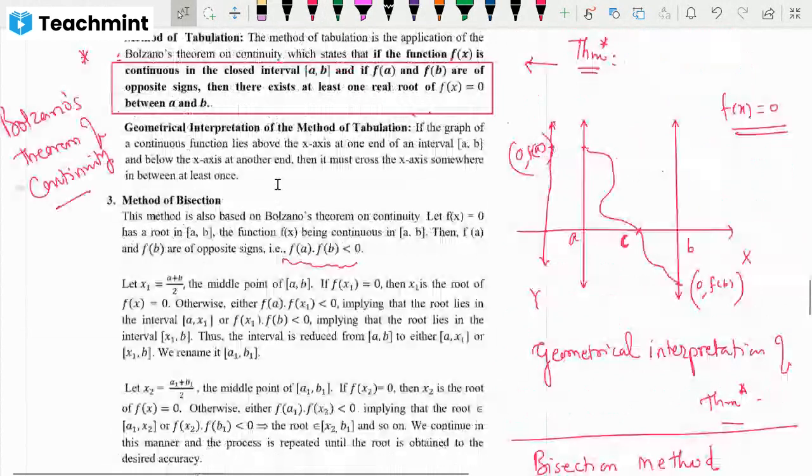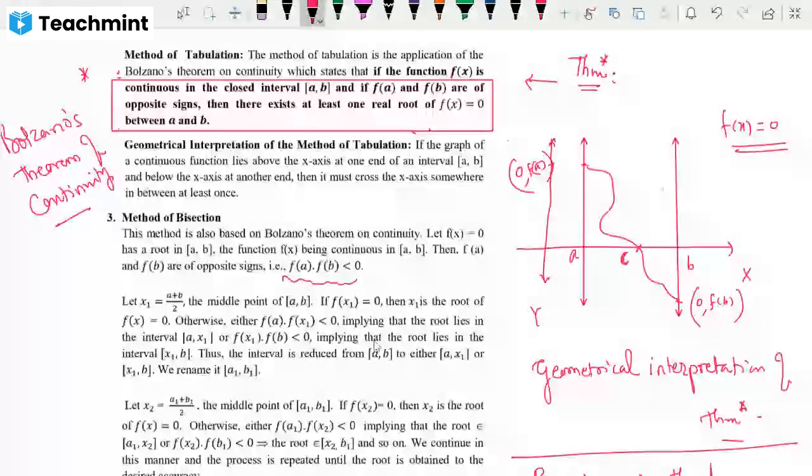Then if f(a) and f(b) have opposite signs, there exists at least one real root between a and b. So first you have to find such points a and b. If it is not given and you have a given interval, then you can simply find its mean. So in the first step you find a and b, and the condition is that at a and b the function has opposite signs, meaning f(a) times f(b) is negative.